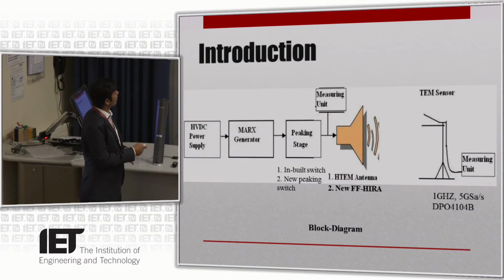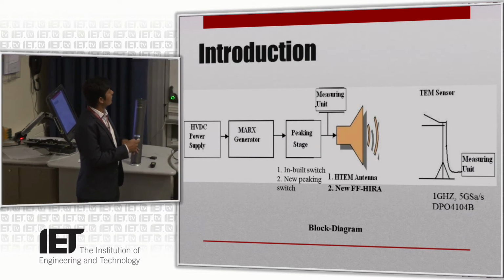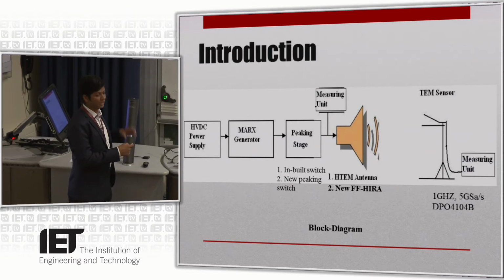This is the basic block of our system. An HVDC power supply is there, about a 30 kV DC source. We feed it to the Marx generator, generating a 600 kV amplitude voltage pulse, and that pulse is fed to the peaking stage spark gap and then to the different types of antenna. Initially we developed a half TEM horn antenna, where a ground plane is there and a tapered plate is there. Then I observed many results based on this TEM horn antenna, and we developed a new folded feed antenna.